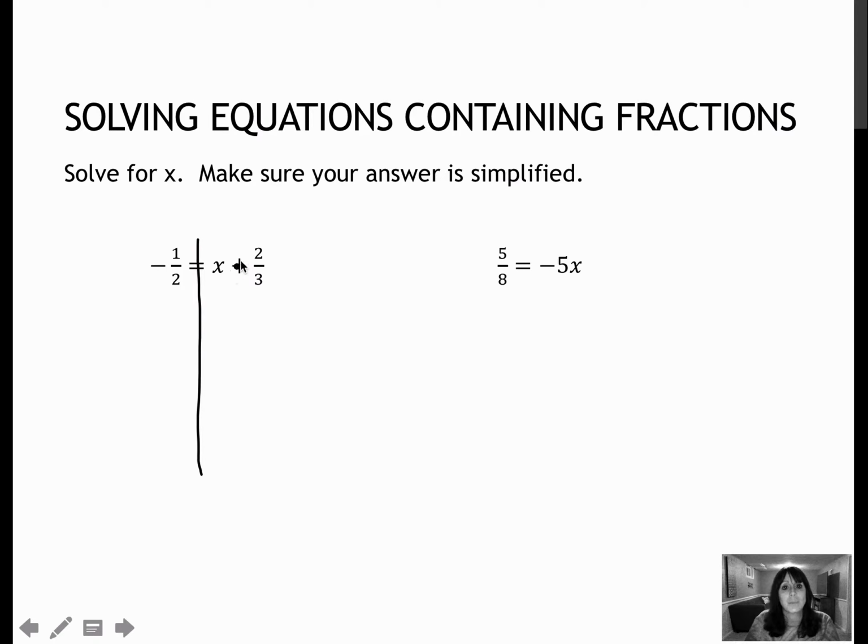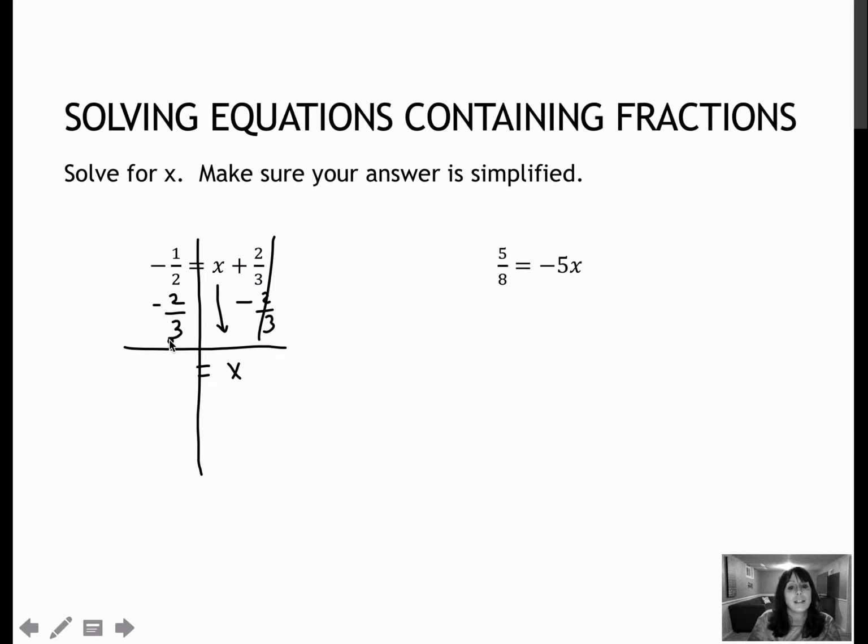So here I have x plus 2/3. I need to subtract 2/3 in order to get x by itself. Now this is where, of course, it will get tricky. If I'm subtracting two values, I need to make sure they have a common denominator. So this side, very easy, 2/3 minus 2/3 is nothing. So I'm just going to bring down my x.